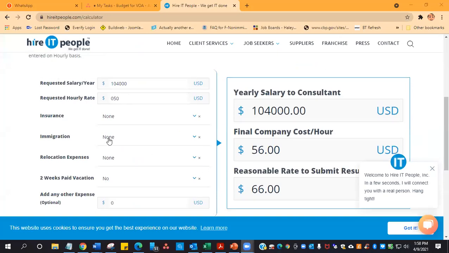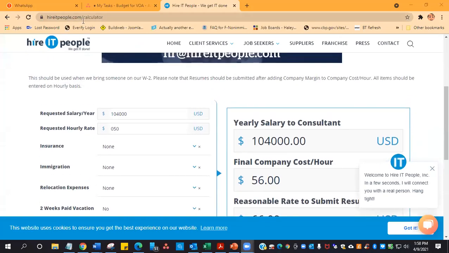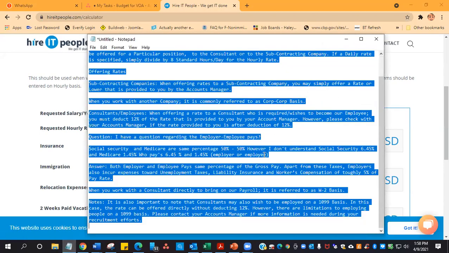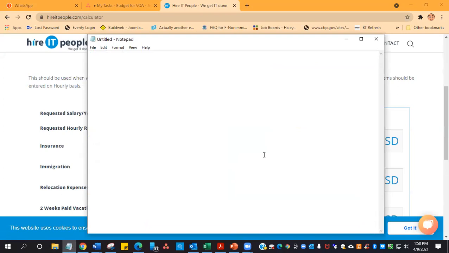Okay. Now we have set up a calculator. You can go to HireIDPeople. It's open, no login required. HireIDPeople.com/calculator. And now let's assume the rate that was given to you by your manager is $60 an hour. He says, hey, we can pay up to 60. Manager is not going to tell you, and he says W-2.